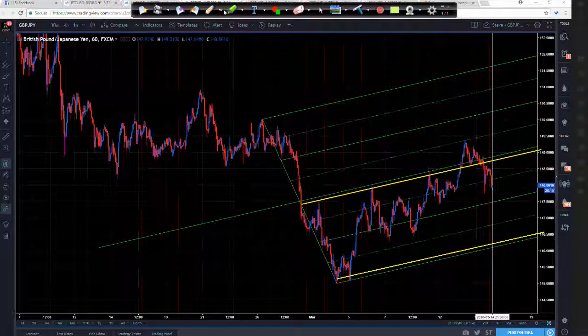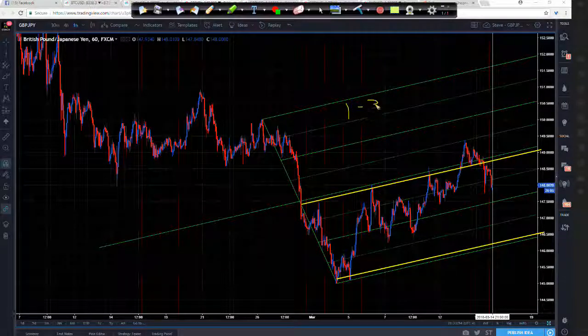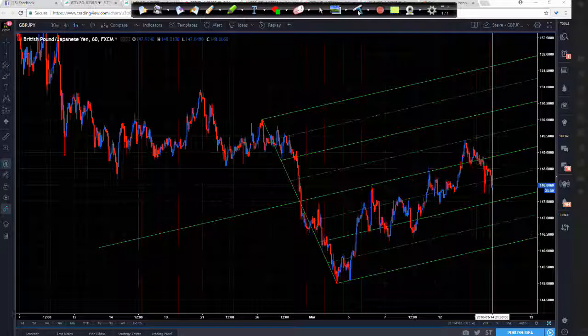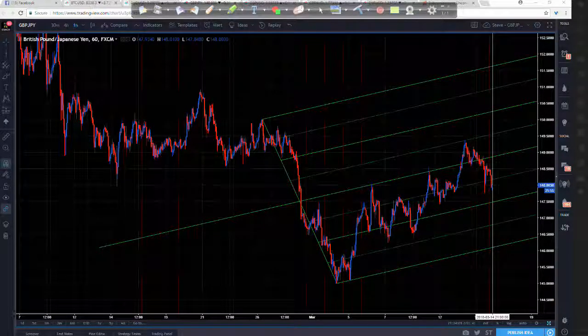Most pitchforks, if you got one that's starting to produce, you will get 1 to 3 trades off that pitchfork. So there we have it. So there's the pound yen at the 60-minute as per requested. Euro 30.